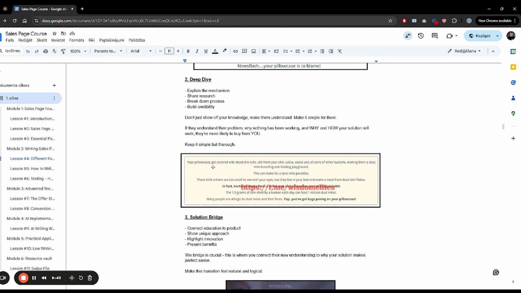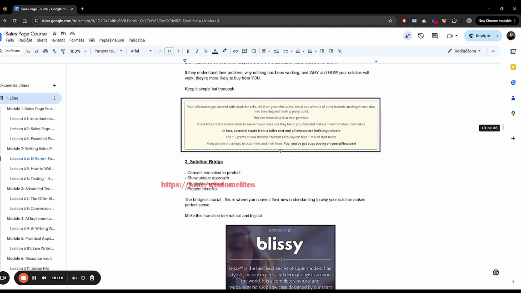So here it says your pillowcase gets covered with dead skin cells, oil from your skin, saliva, sweat, and all sorts of other bacteria, making it a dust mite breeding and feeding playground. And it makes complete sense. And this can make for a dust mite paradise. These little critters are too small to see with your eyes, but they live in your bed and make a meal from dead skin flakes. In fact, material swabs from a toilet seat and pillowcase are indistinguishable. And then it basically explains in a way that completely makes sense.